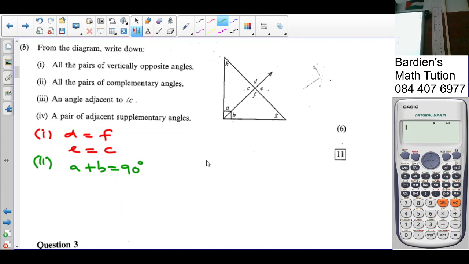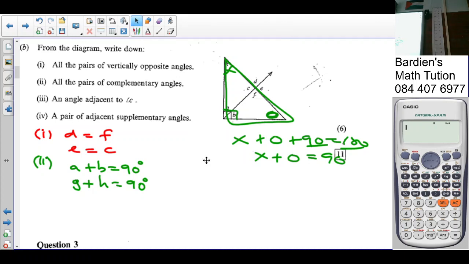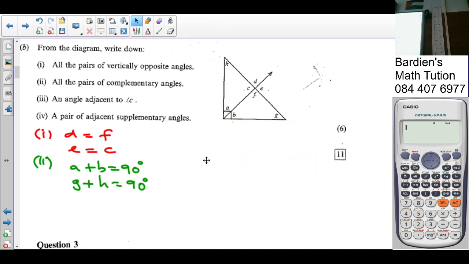G and H. Why is G plus H 90? Sum of angles in a triangle. You see this is already 90 degrees. So this angle plus that angle must add up to 90, not so? So that plus this equals 180 minus 90, which is 90. So those two angles are complementary as well. Okay? You can write it like that, or you could have said G and H are complementary as well. Okay? Same thing. Number 3.